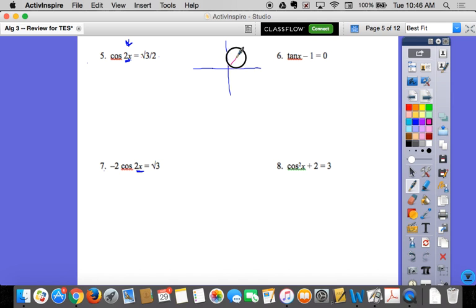Cosine is positive here in first quadrant and down here in fourth quadrant. And cosine is adjacent over hypotenuse. Now that means that the other side is 1. Now if I label that thing like that, what is the angle? Opposite the 1 is always 30 degrees. And that's what you're after.